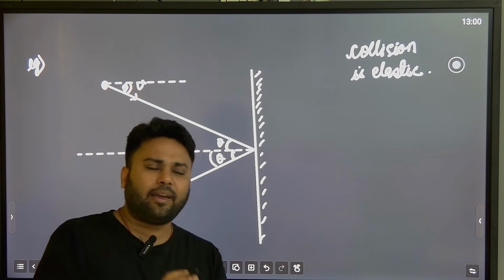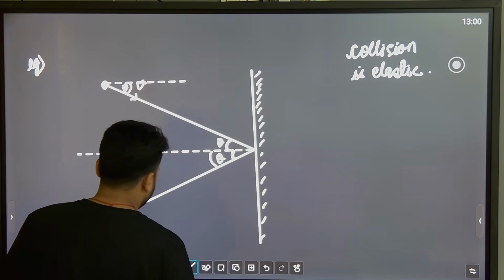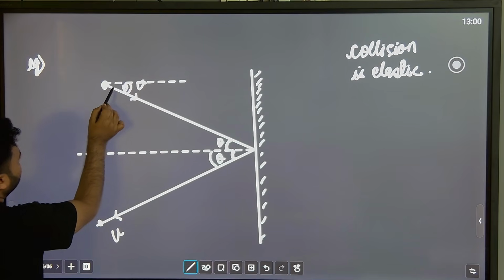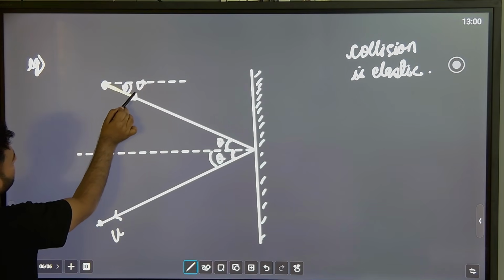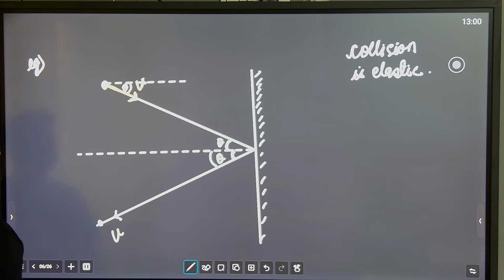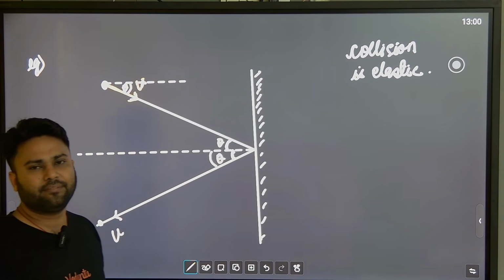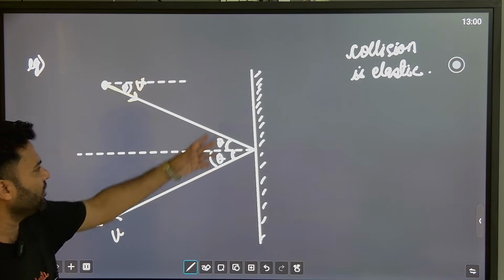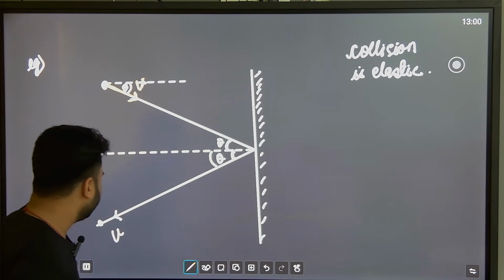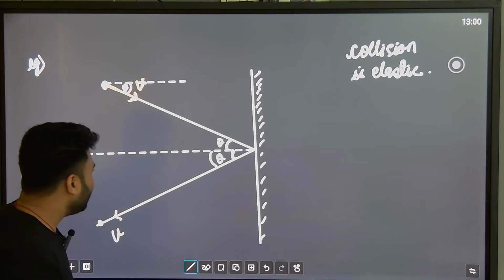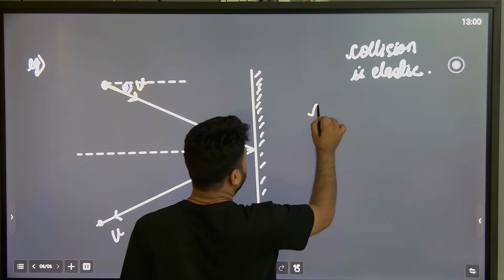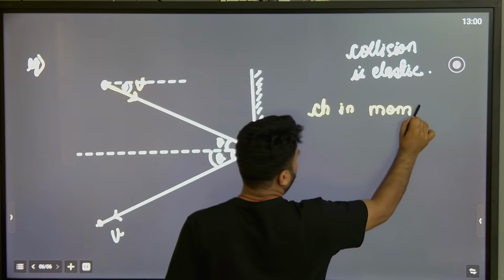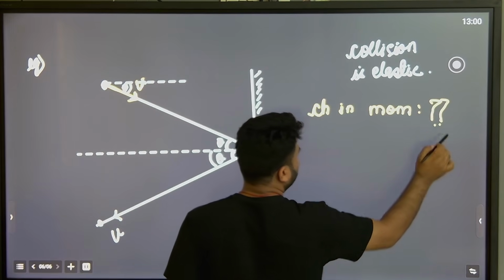Now what was the question? Again I am saying the question. Suppose a ball is projected like this with a speed v, making an angle theta with the horizontal line. It strikes the wall and follows this path, and the collision is elastic, which means the final speed is also v. They are asking to find the change in momentum. What will be the change in momentum?